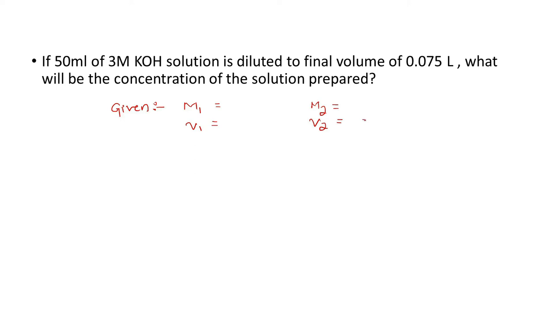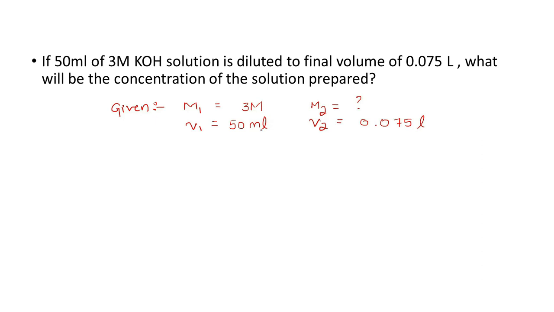So V2 will be 0.075 liter. This final volume indicates the V2 value. Next, 50 ml of 3 molar KOH solution diluted. This becomes the initial concentration, that is 3 molar. Then the initial volume is 50 ml. We do not know the concentration prepared. So they are asking us to find out the concentration of the diluted solution.